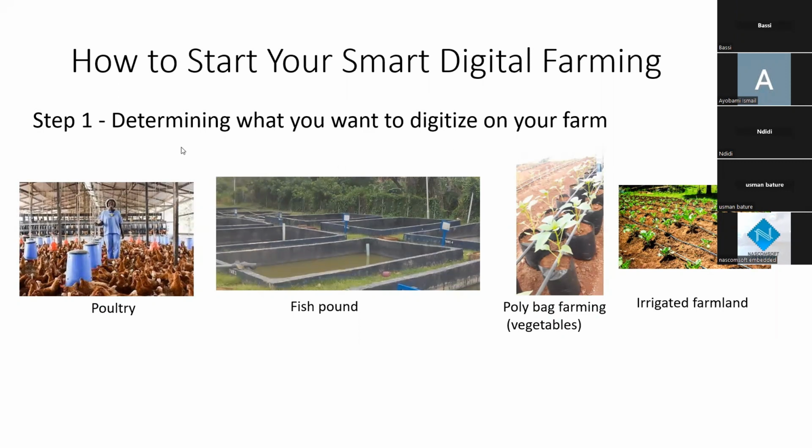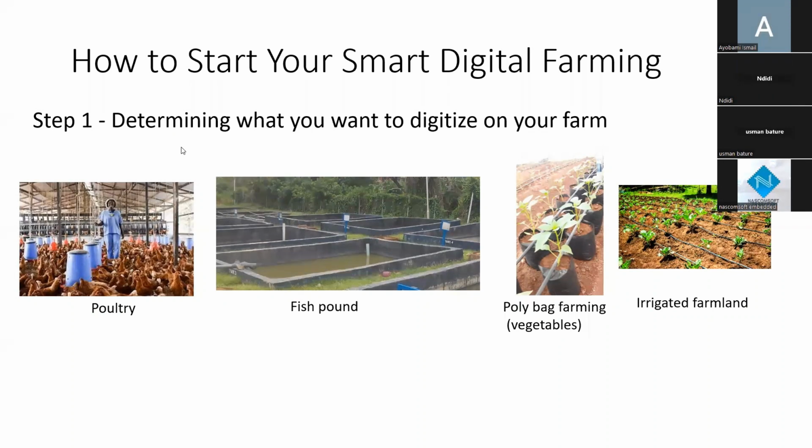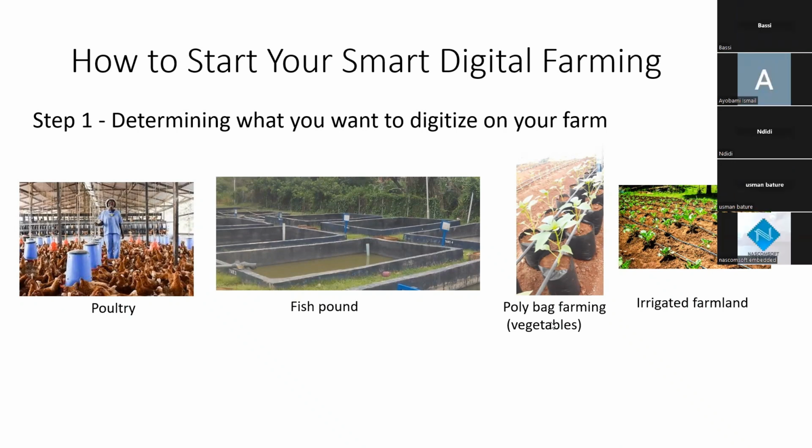So number one is to determine what you want to digitize on your farm. So for example, you may be into poultry farming. Do you want to digitize your poultry farming, or do you want to digitize your fish pond? So those are examples of farms you could digitize. Or you want to set up a vegetable farm where you deploy poly bags. Instead of planting on the soil, you deploy poly bags and you set up your irrigation system.